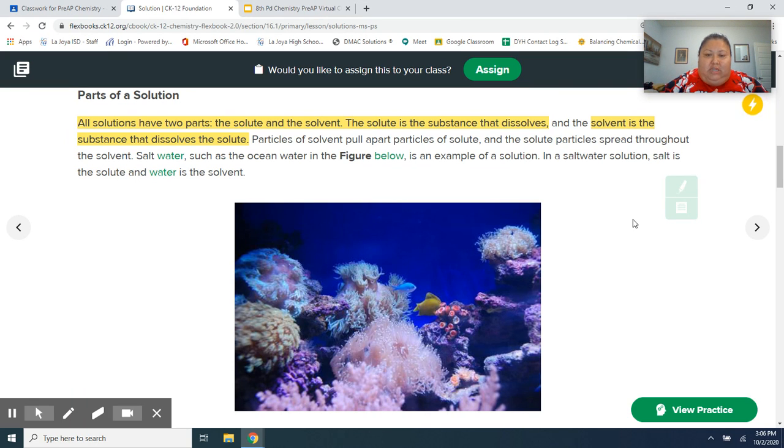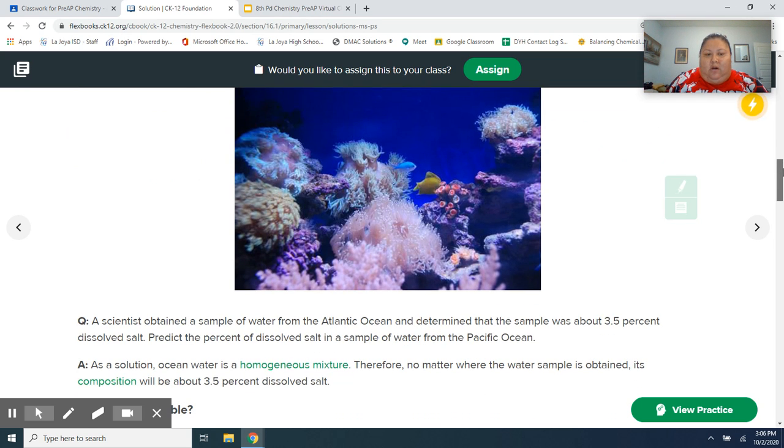Water has very unique properties. Salt water, such as the ocean in the figure below, is an example of a solution. In a saltwater solution, salt is the solute, water is the solvent. We've been talking about ocean water all week long. And we've already answered this question, but we're going to talk about it again.